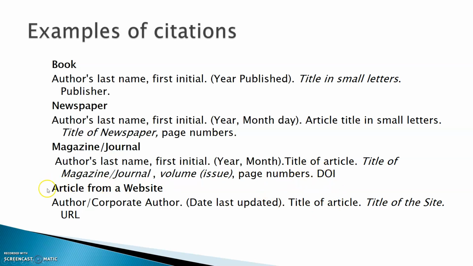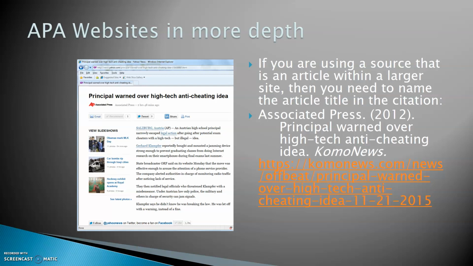All right, and then for the article from a website, again, here's your author, date, title of your article, title of the site, where you found it, and then the URL. If you've seen previous incarnations of this, it said retrieved from. APA no longer requires that. They just want the live link, and they do want the live URL. All right, so here's the example. Here's our author, here's our year, here's the title of the article, here's the title of the source, and then here's the actual link.